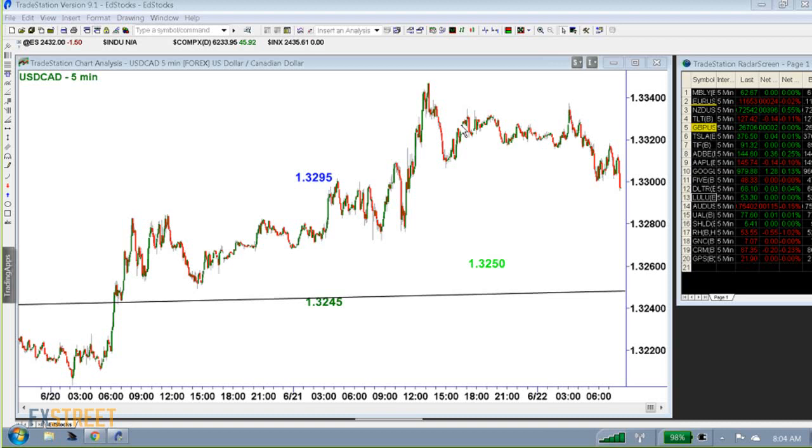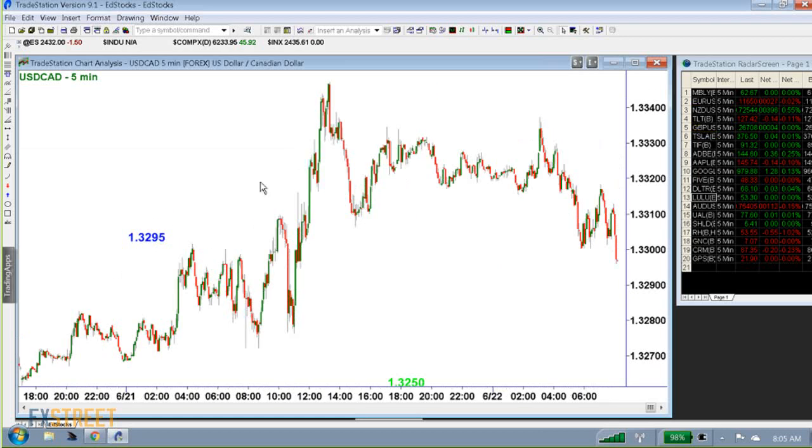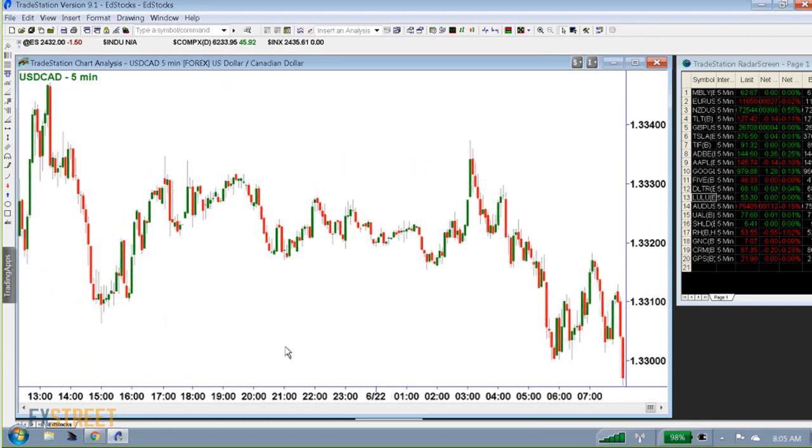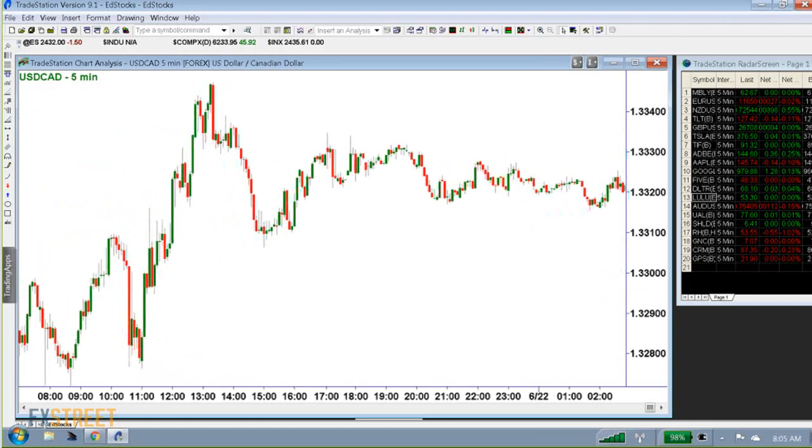Taking a look at Dollar CAD here, we were looking at this yesterday at this time. We said we wanted to buy it on the dip. We were looking to buy this on the oil report, and you can see the oil report happens right about here. There's a lot of volatility on that oil report.